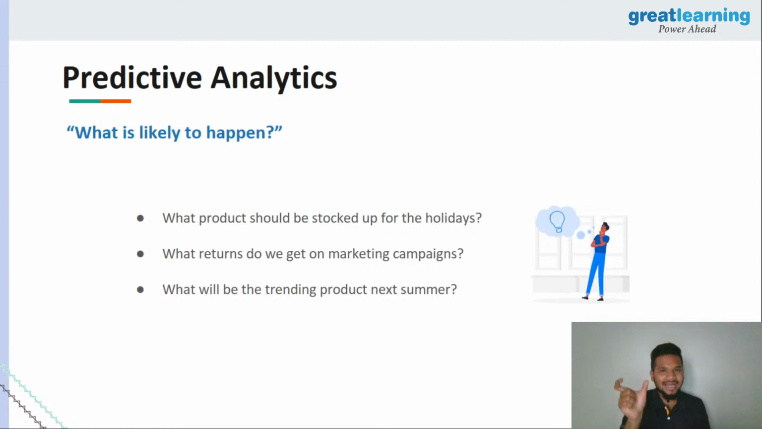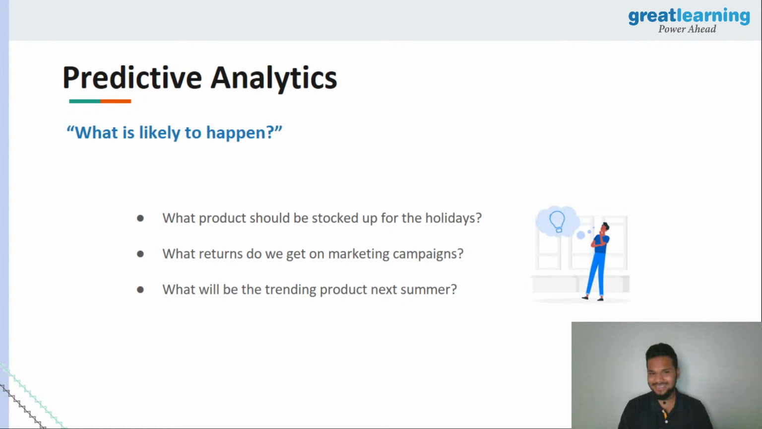Now, the word analytics, right? Analytics itself talks about how you can have data in the present or past data and use it to see if you can predict what happens in the future. That literally is predictive analytics. What will happen in the future? What is likely to happen, as you can see.